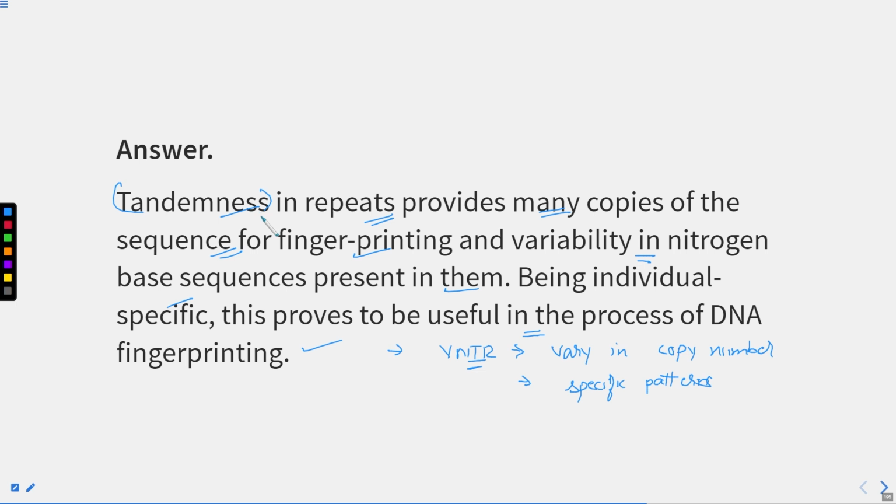So here again, randomness in repeats provides many copies of the sequence for fingerprinting and variability in the nitrogenous base sequences present in them. All right, so this is clear.